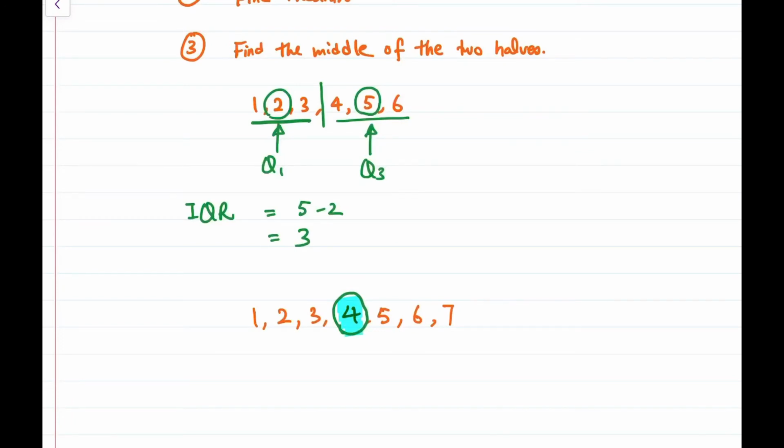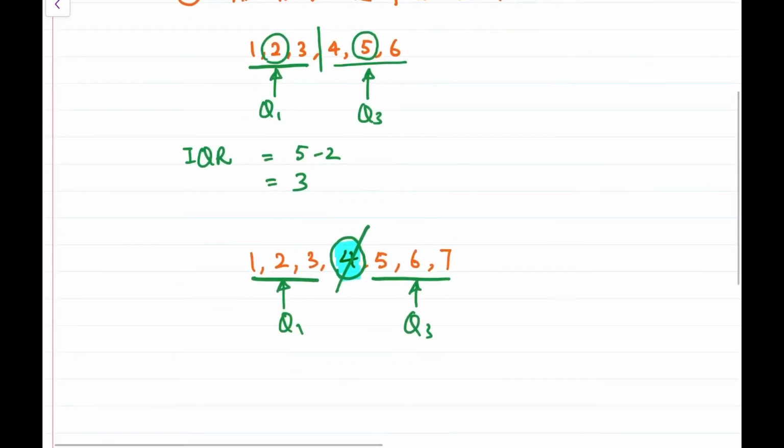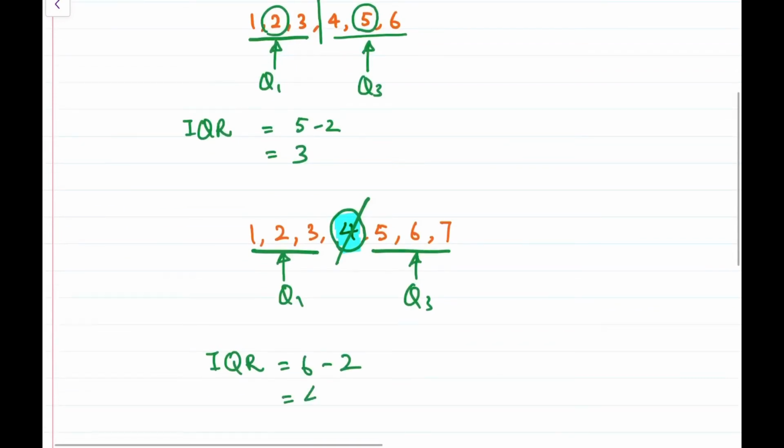So in this case, when I am finding the two halves, I am not going to consider this data. And again you find the middle of the two. So in this one, the Q1 is 2, the middle of the first half, and then the Q3 is 6. And finally the interquartile range in this case will be 6 minus 2, which is 4.